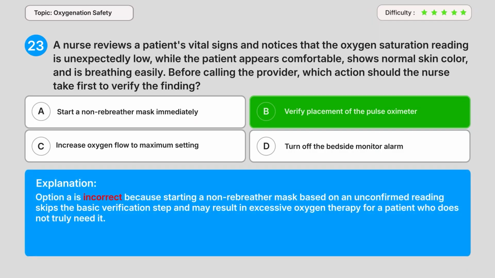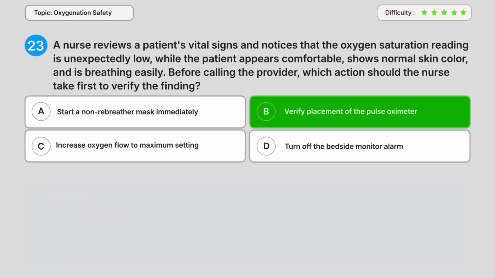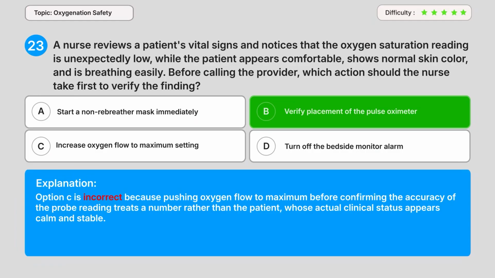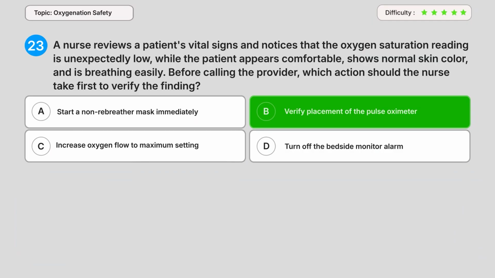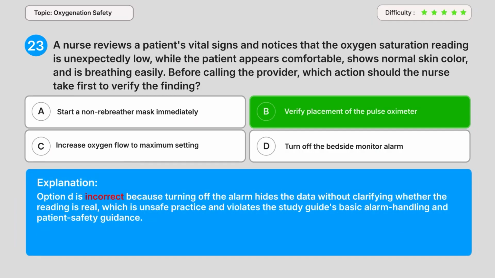Option A is incorrect, because starting a non-rebreather mask based on an unconfirmed reading skips the basic verification step and may result in excessive oxygen therapy for a patient who does not truly need it. Option C is incorrect, because pushing oxygen flow to maximum before confirming the accuracy of the probe reading treats a number rather than the patient, whose actual clinical status appears calm and stable. Option D is incorrect because turning off the alarm hides the data without clarifying whether the reading is real, which is unsafe practice and violates the study guide's basic alarm handling and patient safety guidance.